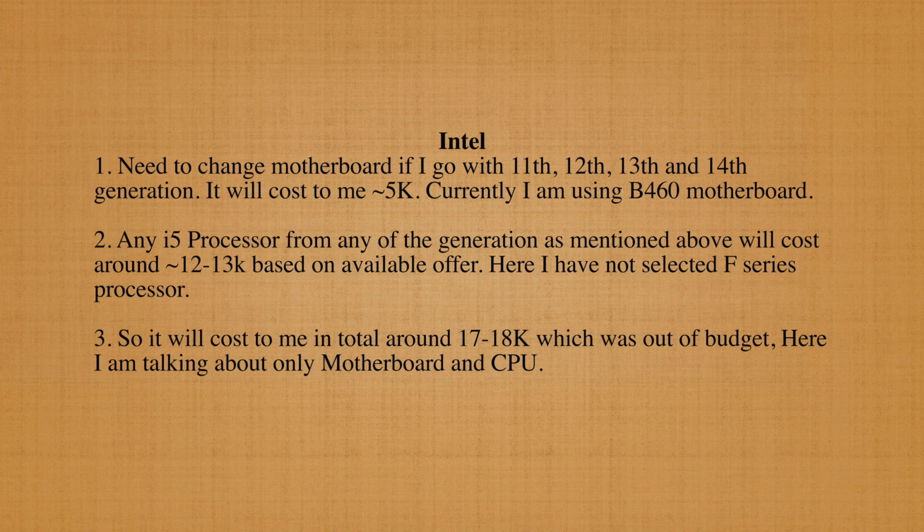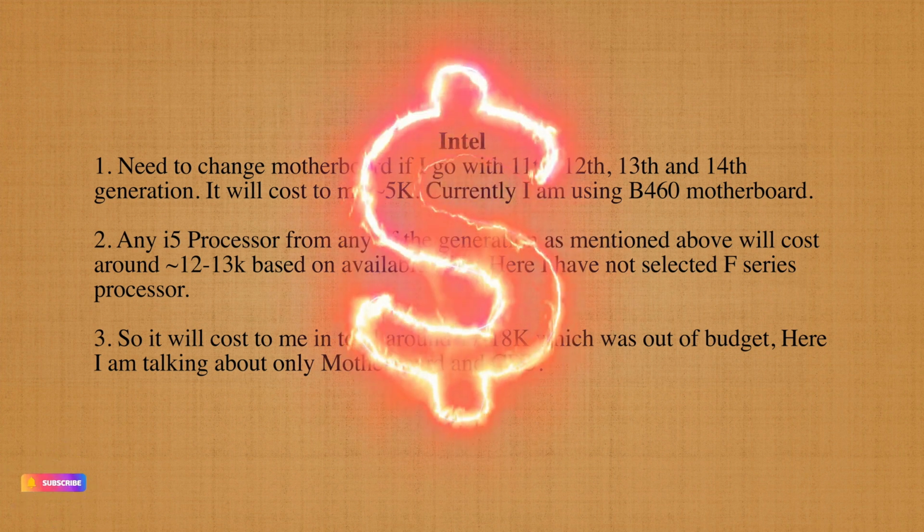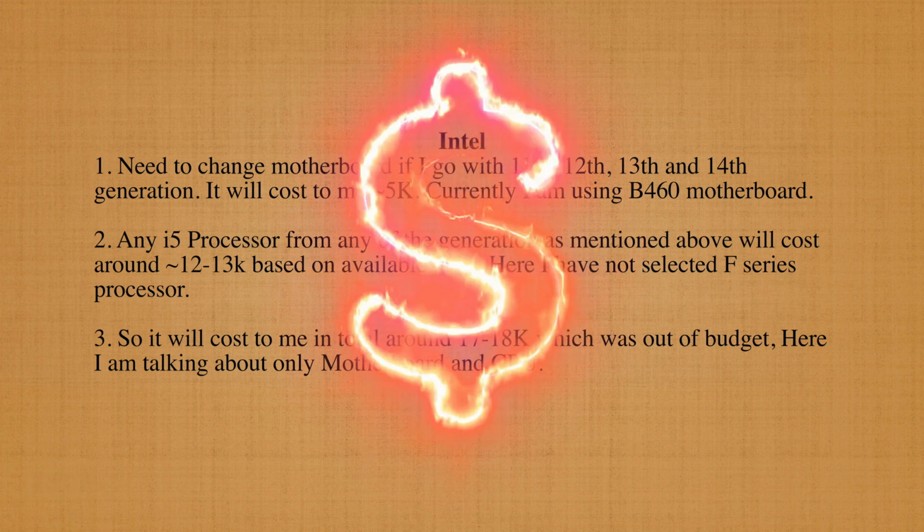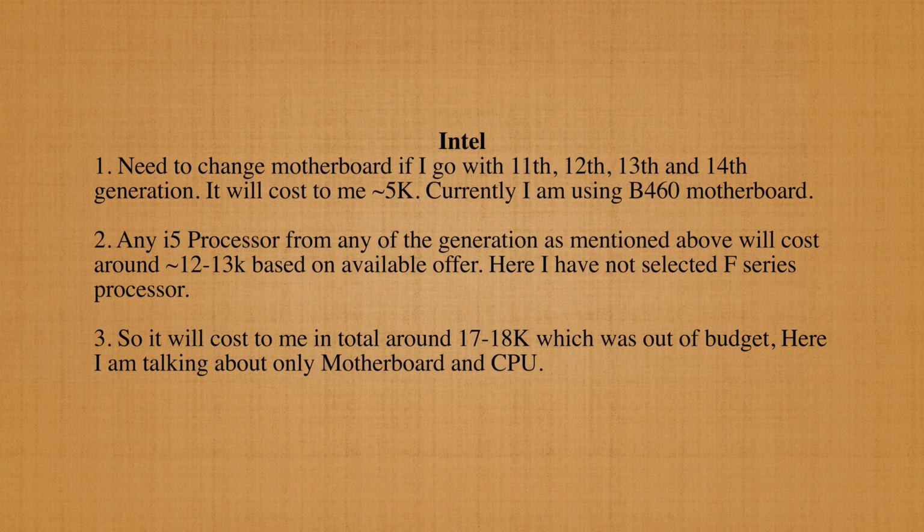But here I am talking about the offer prices. You need to purchase a motherboard as well, which needs to be a 560 or a 660 motherboard. That will cost around 5,000 to 6,000 additional. So the entire budget would be 17 to 18k. That was out of my budget. Actually, I was looking under 15k. Also, here I am talking about only the CPU and motherboard, not any other computer parts.